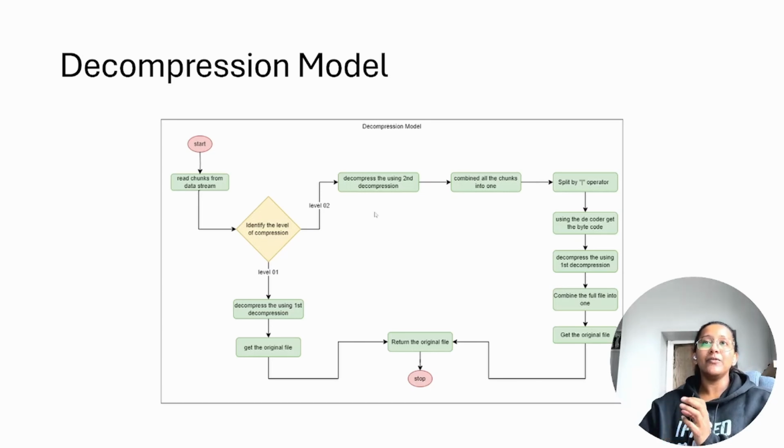Therefore, first we decompress with the ZSTD algorithm, then combine all those chunks into one file and split that file with the pipe character, and those chunks are decoded by base 64 decoding.